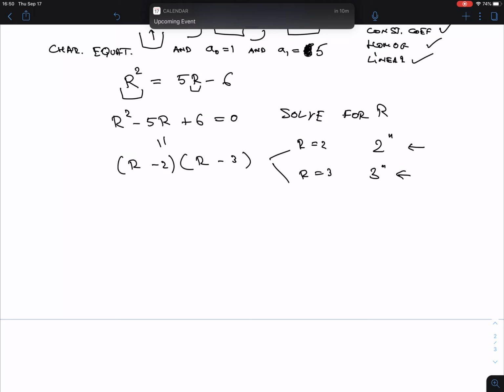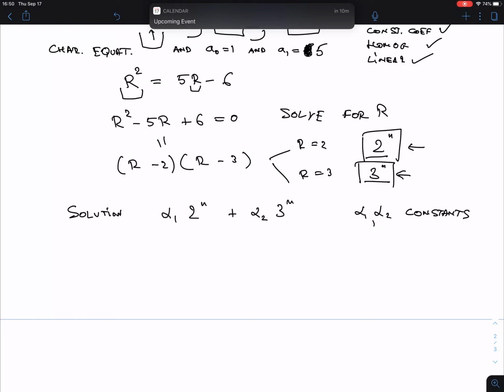Well, I'm going to make the following assumption, and I'm allowed to make the following statement: the solution will be a linear combination of these two. It means there will be alpha 1 times 2 to the power n plus alpha 2 times 3 to the power n. So I take a linear combination of this function and of this function. Linear means that alpha 1 and alpha 2 are again constants. I would not have used Greek letters, but the book does it, so I'm sticking with what the book does.